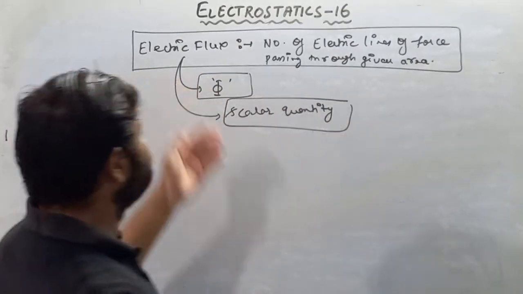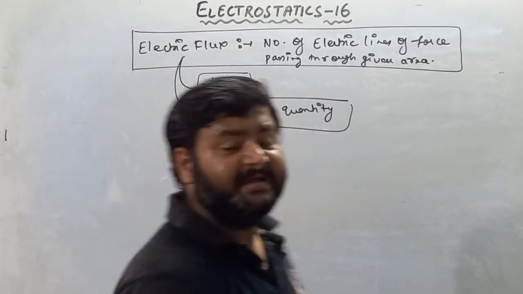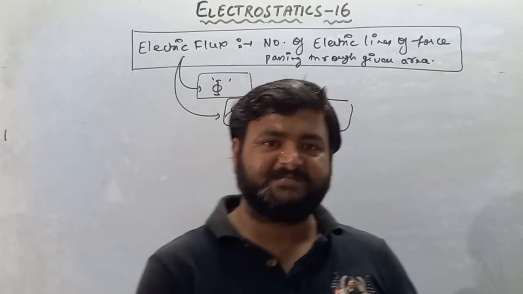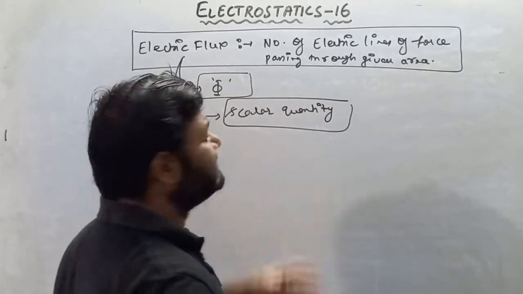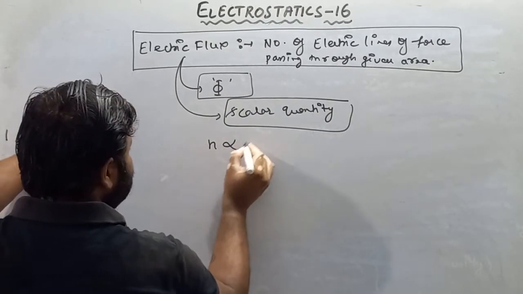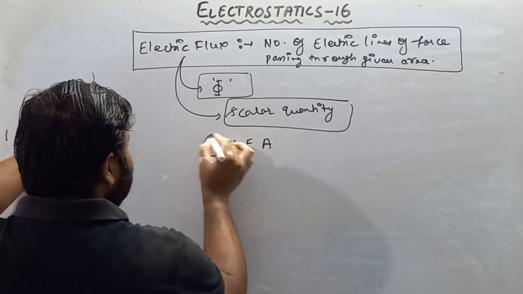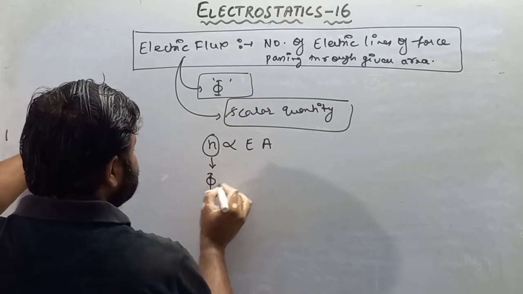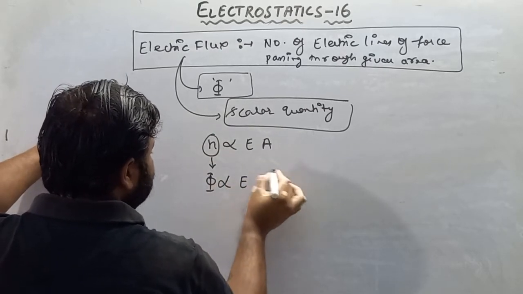So flux is basically a number, and we know that a number cannot carry any direction. So we'll say flux is a scalar quantity. Now moving forward, we know that flux is proportional to EA, so I'll write flux is equal to EA.